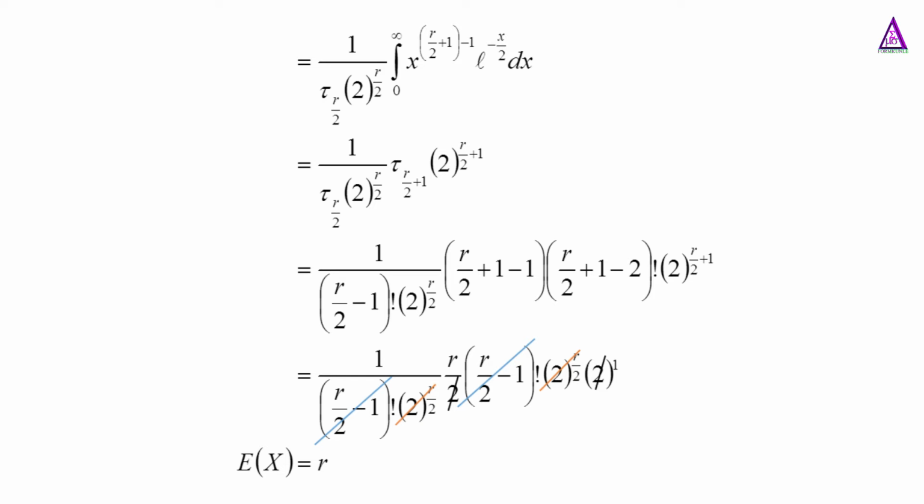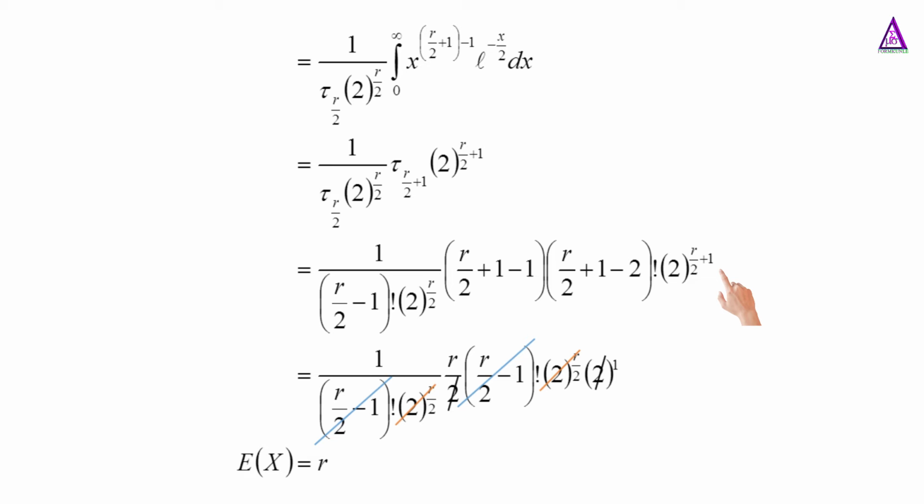The next equation here: gamma is in the form of a factorial, and that's the reason why we have the next equation, which gives us 1 divided by r divided by 2 minus 1 factorial, open the bracket 2, close the bracket raised to power r divided by 2, open the bracket r divided by 2 plus 1 minus 1, into the bracket r divided by 2 plus 1 minus 2 factorial, into the bracket 2 raised to power r divided by 2 plus 1.